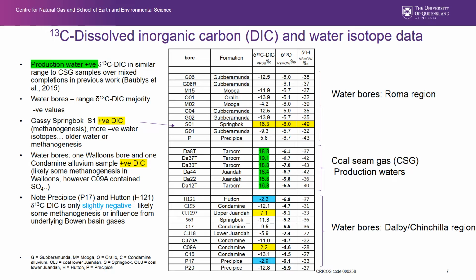indicating some methanogenesis. And for a couple of the water bores lower down, highlighted in yellow and blue, the 13C DIC was positive, indicating some methanogenesis perhaps, or on the slightly negative side.